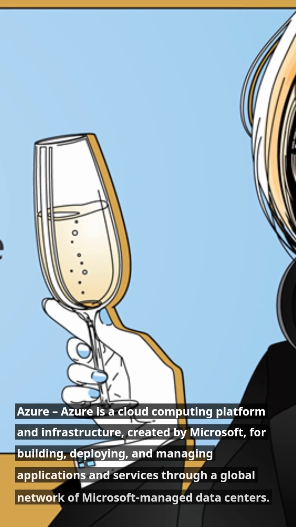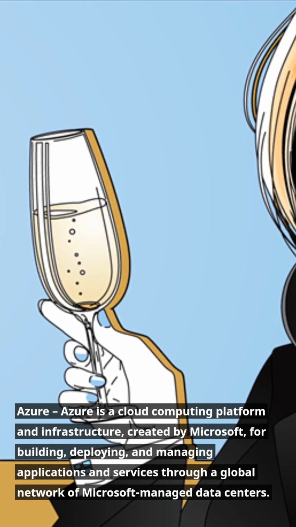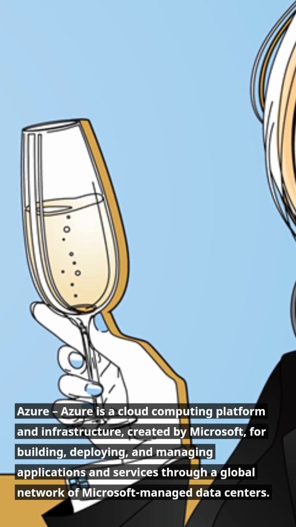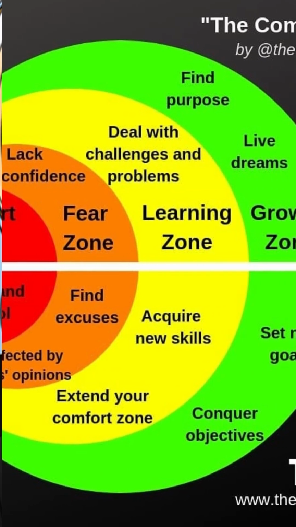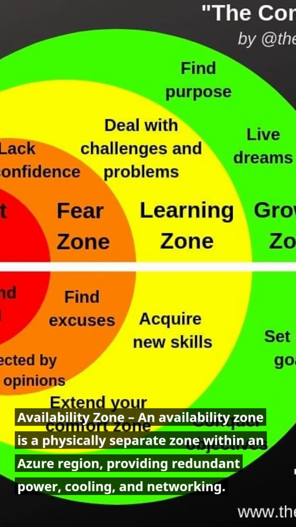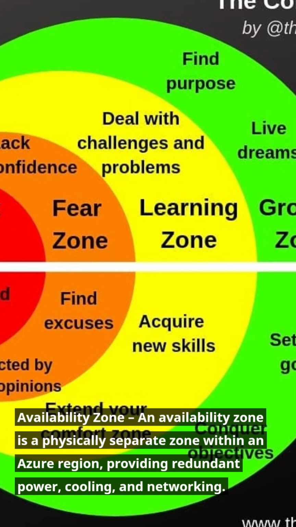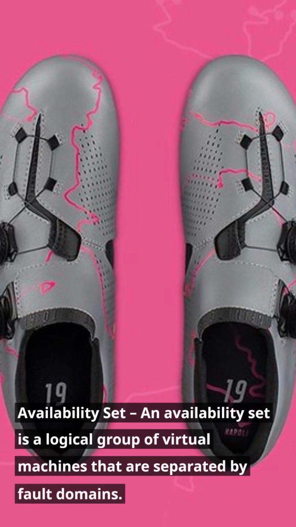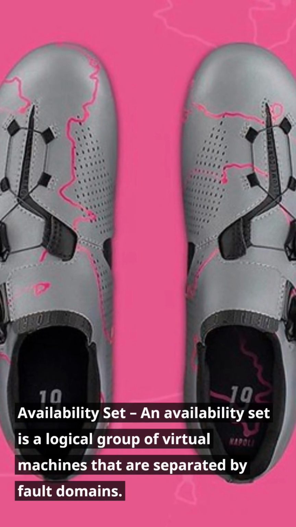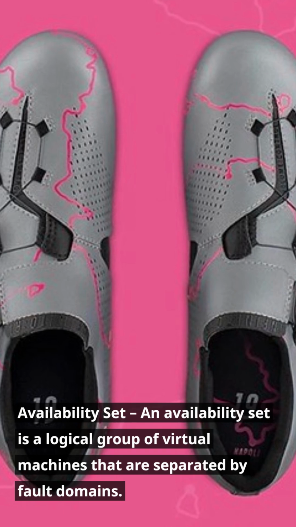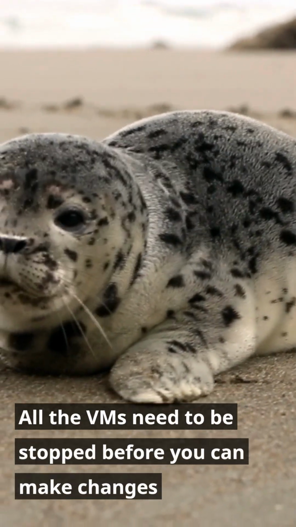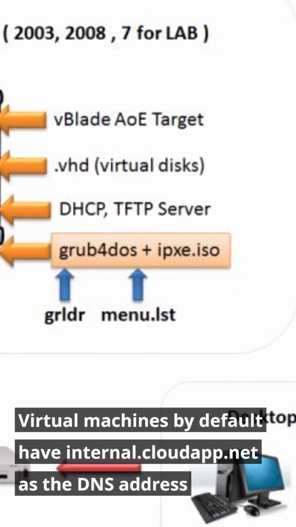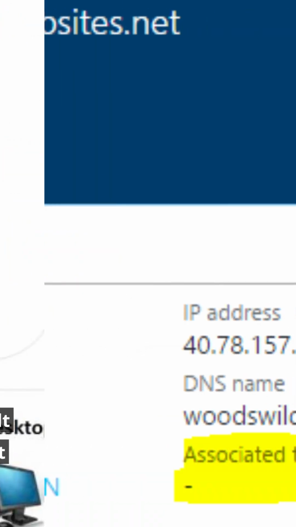Azure. Azure is a cloud computing platform and infrastructure created by Microsoft for building, deploying, and managing applications and services through a global network of Microsoft-managed data centers. Availability zone. An availability zone is a physically separate zone within an Azure region, providing redundant power, cooling, and networking. Availability set. An availability set is a logical group of virtual machines that are separated by fault domains. All the VMs need to be stopped before you can make changes. Virtual machines by default have internal.cloudapp.net as the DNS address.